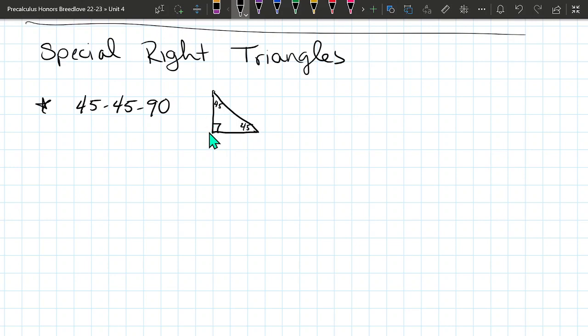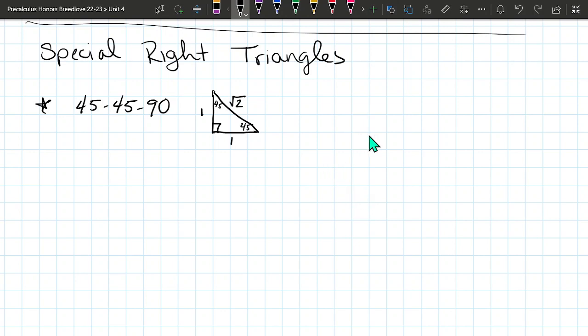So if this side is x, or if it has a side length of 1, the other leg is the same length. And the hypotenuse is that length times the square root of 2. So it'll be 1 times square root 2, which is square root 2.